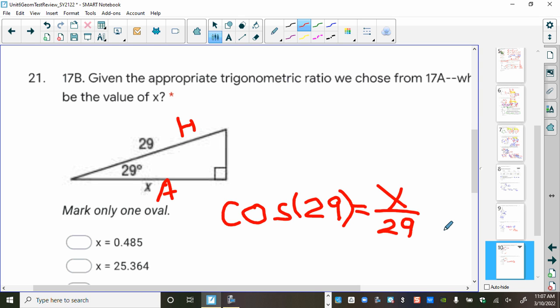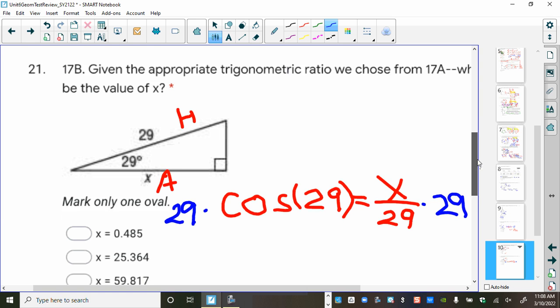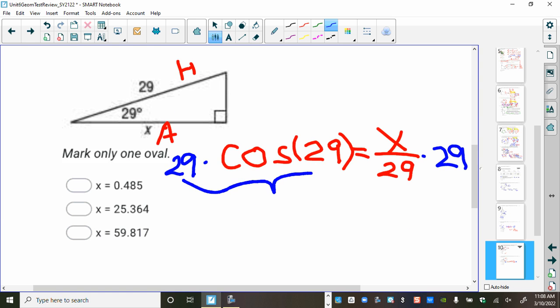Now, you said it last time. What's the quickest way we can solve this type of problem? Yep, that's all you have to do and you're done. Because remember, cosine of 29 is an actual number. When you multiply 29 times cosine of 29, you're going to get your answer right away. So you do this, boom, multiply these two, bang, you're going to get your answer. Which should be what number out of the three? Yeah, good.